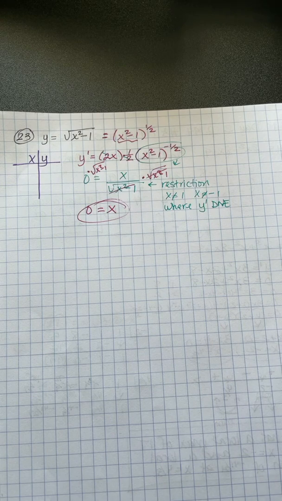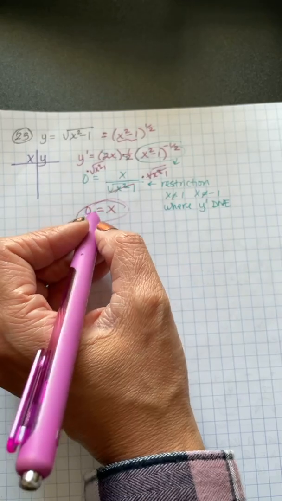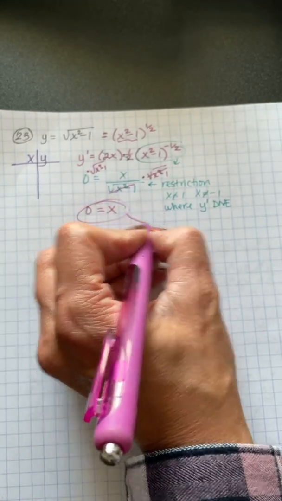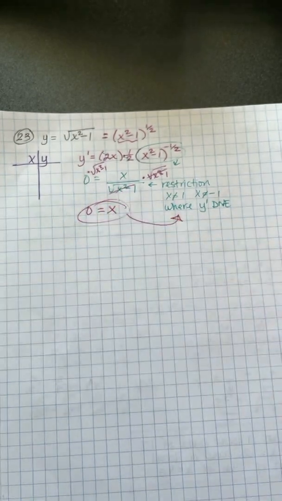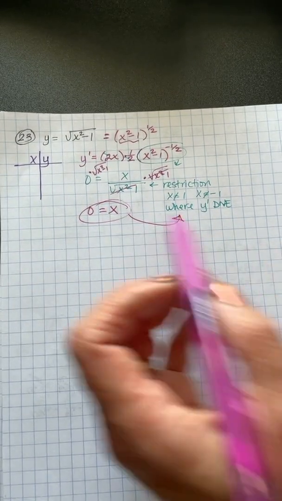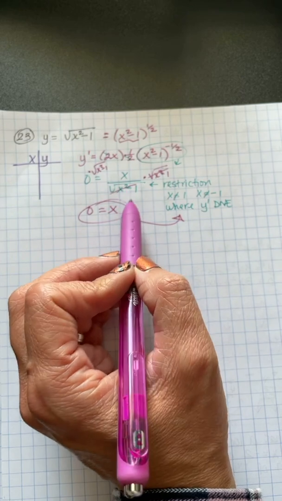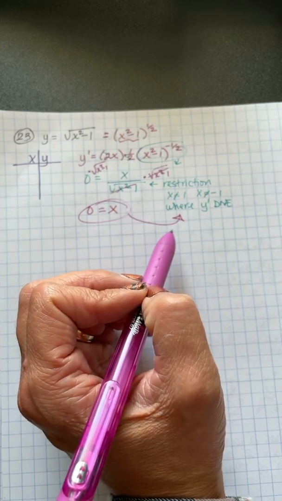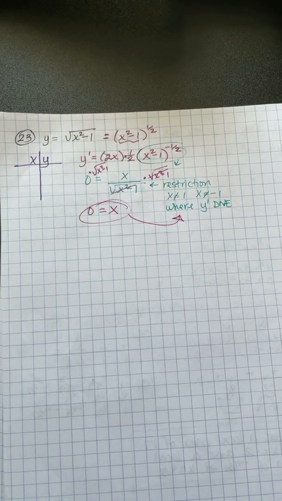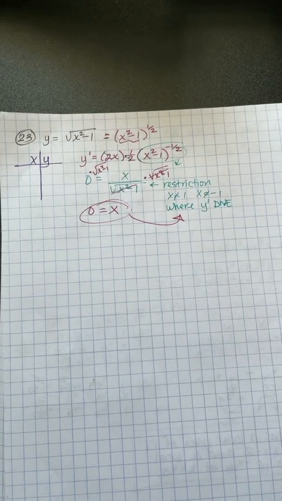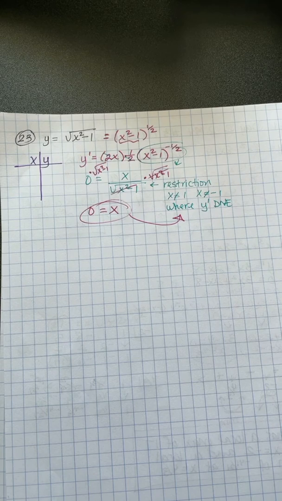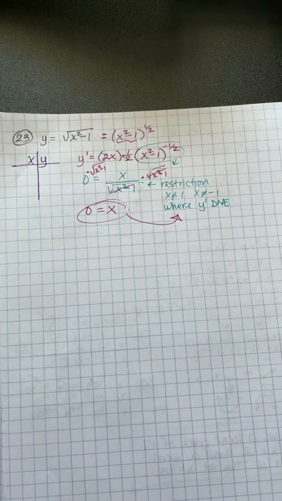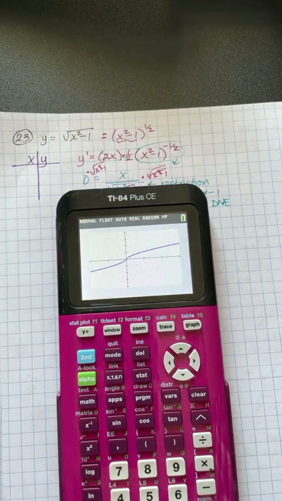Okay, so here's a problem though. This is also where y prime does not exist. Because what if I plug in a 0 for x squared minus 1 there? 0 squared is 0. 0 minus 1 is a negative 1. We can't take the square root of a negative 1. So it also does not exist there. Okay? And we're going to take a look at the graph to see why. All right? So let's go ahead and go to our graphing calculator and see what this graph is doing.